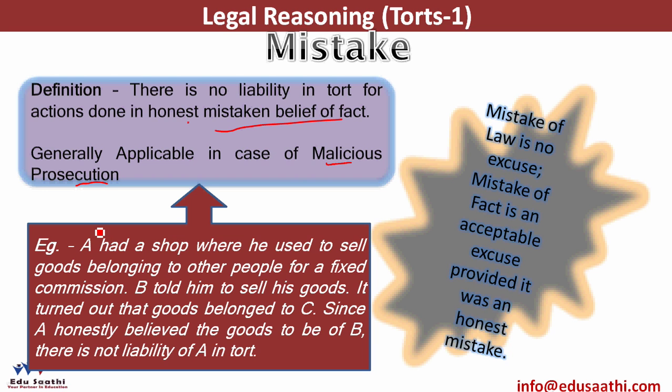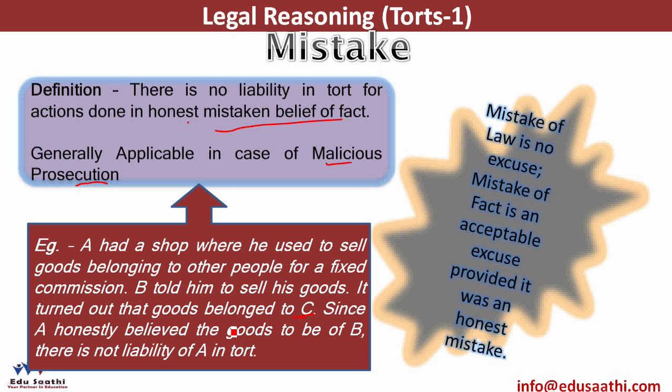Let's take an example for the defense of mistake. For example, A had a shop where he used to sell goods belonging to other people for a fixed commission. He used to charge some commission for selling the goods of other people in his shop. So B told him to sell his goods. B came to him, gave him his goods and told him to sell them in his shop for the fixed commission. It turned out that the goods belonged to C. Later on, it was discovered that B was not the owner of the goods. They belonged to somebody else, that is C.